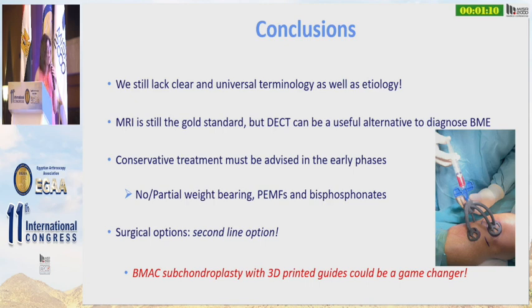Conservative treatment is always the first line treatment. I usually start with no or partial weight bearing, also the electromagnetic fields and the bisphosphonate. But if I have to go to a surgical option, this will be my choice. So BMAC subchondroplasty with 3D printed guides.